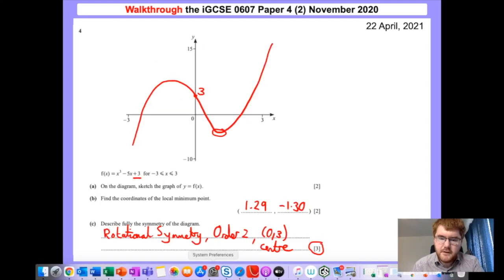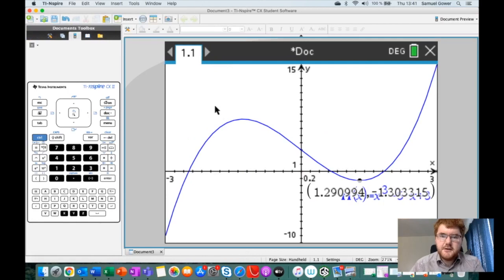So if I go to our GDC, like so, we press the Tab button. This is a very useful shortcut.